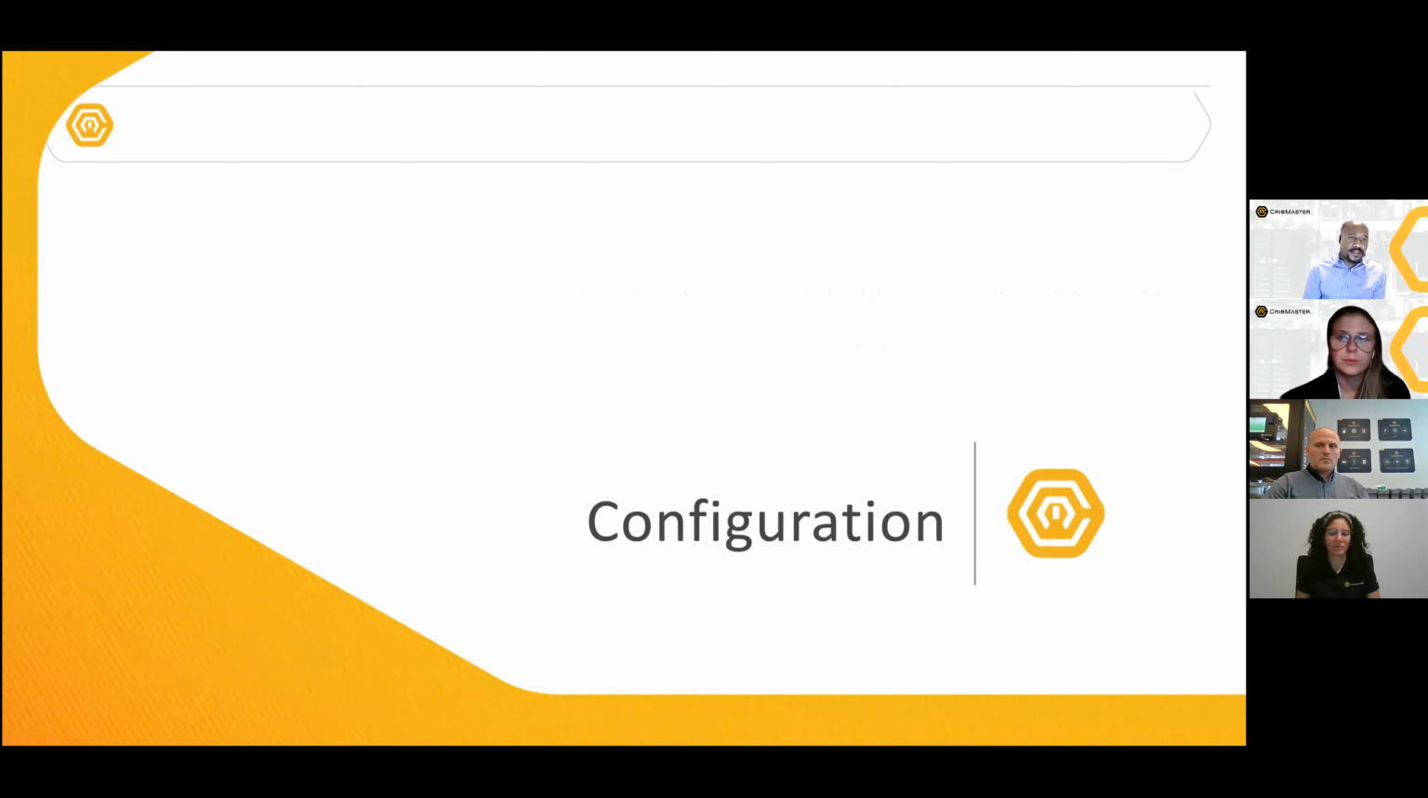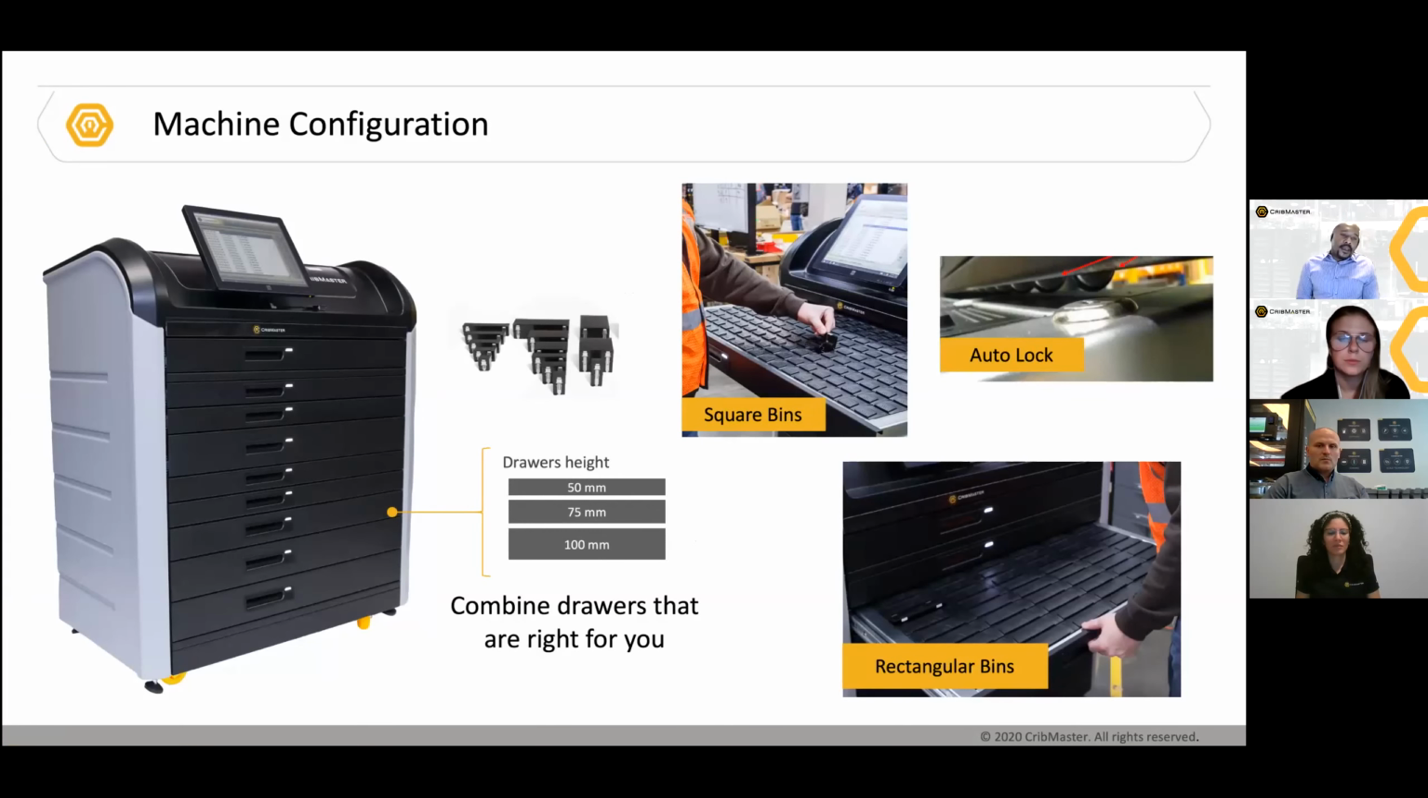So configuration. Again, for the large machine, you can have up to 9 drawers. And for the configuration, you can choose from a 50 millimeter, a 75 millimeter, or a 100 millimeter drawer. These bins that you have in the drawers can either be square, the smallest size, which is 198 bin layout, or they can be wider or deeper bins, similar to the rectangular bins that you see here.